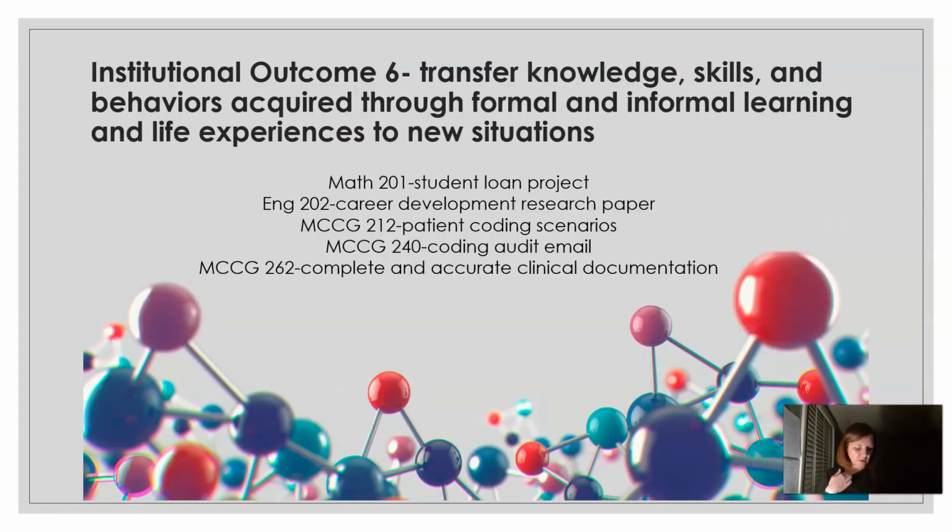The next institutional outcome is to transfer knowledge, skills, and behaviors acquired through formal and informal learning and life experiences to new situations. There are 5 projects attached to this outcome. They include my student loan project, from which I was able to use both my old and new math skills as well as previous life experiences to learn, understand, and create a plan for paying back my student loans in the future. This is something I never learned before and will make a positive financial impact on me and my family in the future.